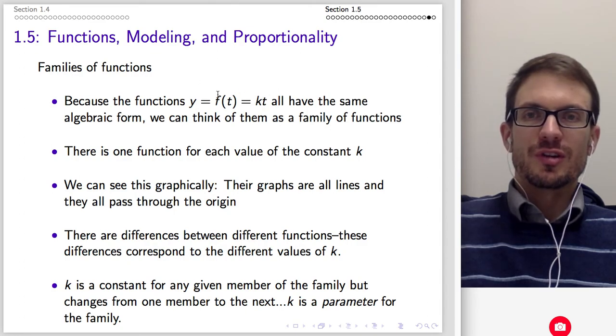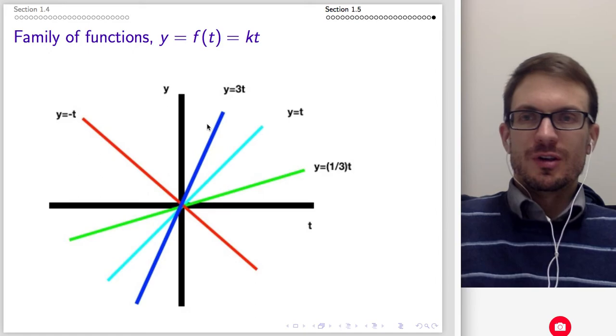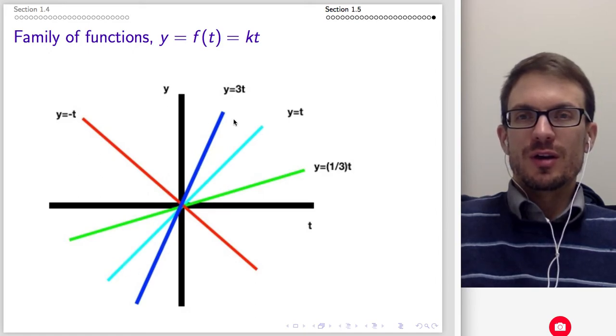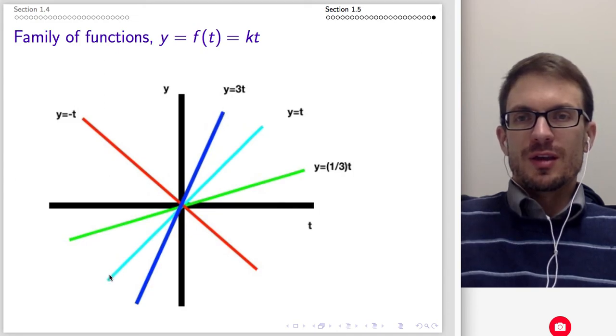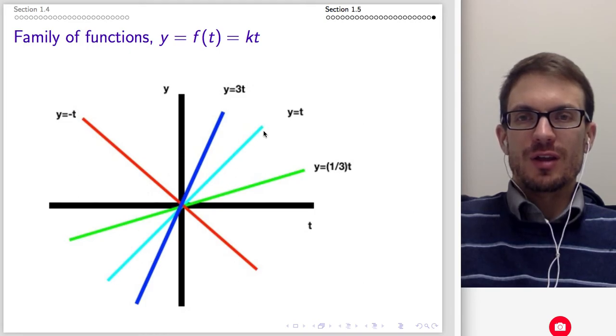You can think of what the graphs are going to look like. It's going to be straight lines, just with different slopes. So it looks something like this. So here's one. If k is equal to 3, we have this dark blue line, which has a slope of 3. If k is equal to 1, we have the line y equals t. This is the 45-degree line right here.